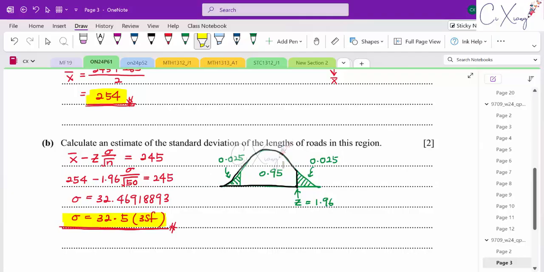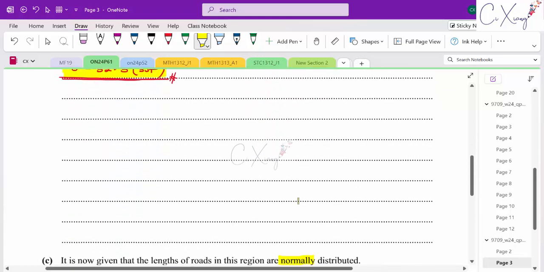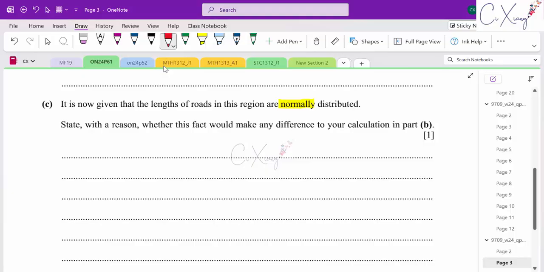So the main reason is because of the population. When they are talking about the population in this question, if you read carefully, they totally didn't mention anything about the population. So we don't know the population distribution. But for this sample, we know that the sample size is large, which is 50. So when the sample size is large, no matter what the original distribution for the population is, your sample mean, the mean length, will always be approximately normally distributed. So even if now they say that the population is normal, it won't affect anything. So you can just tell them that there's no difference.